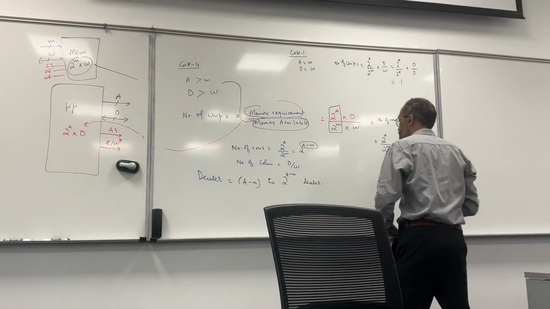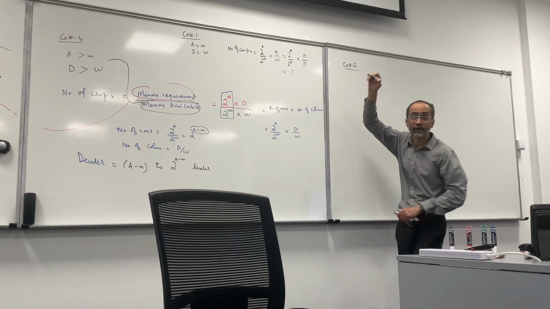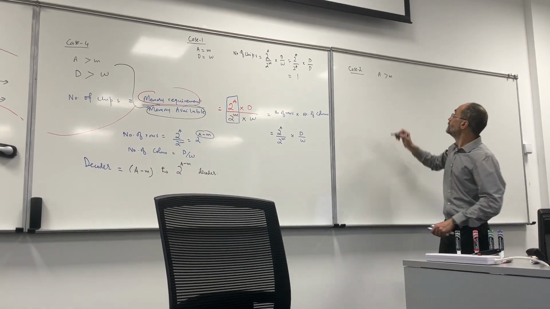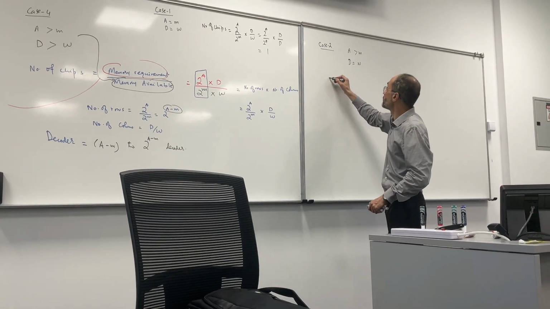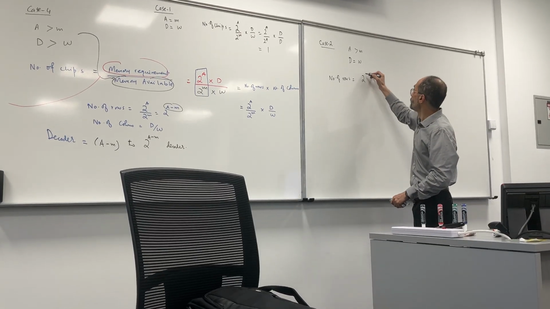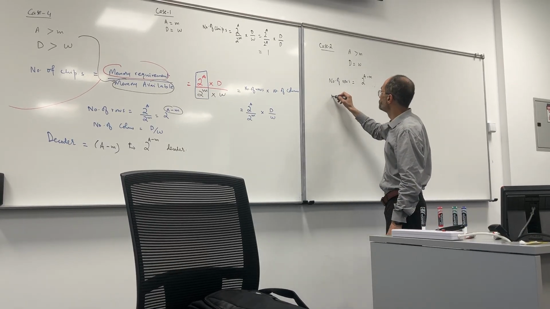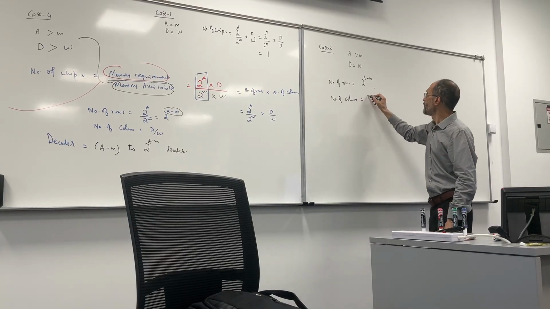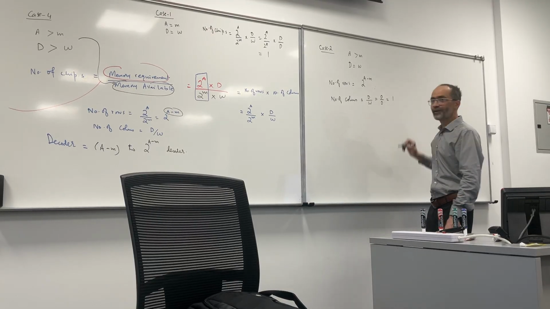This is now my case number 2. What was case number 2? A was greater than M, D equal to W. How many rows are there? Please remember the number of rows: 2 to the power A minus M. And the number of columns is D divided by W, and since D is equal to W, they will cancel out, D divided by D, which requires 1 column.